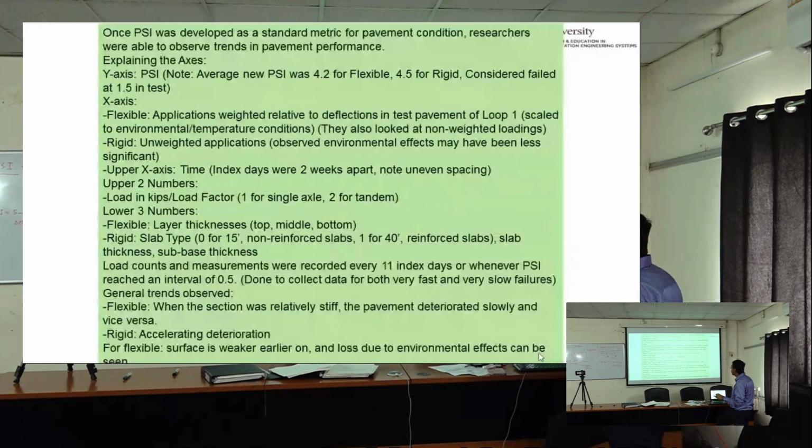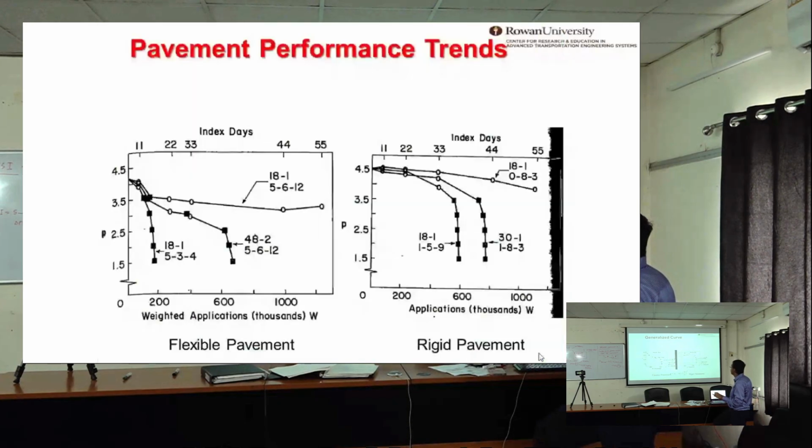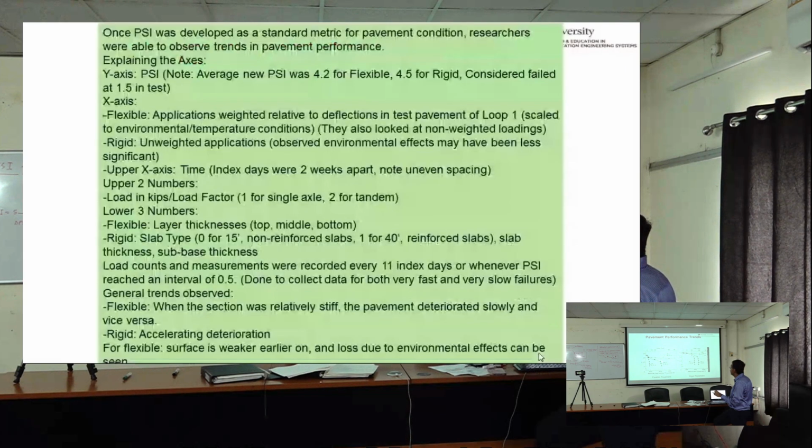Load counts and measurements are recorded every 11 index days, or whenever PSI reaches an interval of 0.5. So whenever there's a drop of 0.5, or every 11 days, they were recorded. So let me go back up. You're looking at a drop of 0.5 in PSI. That's when they noted the data, or every 11 index days.